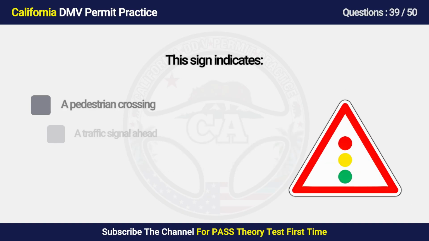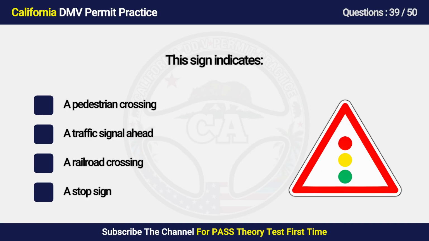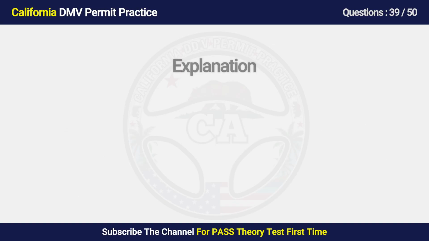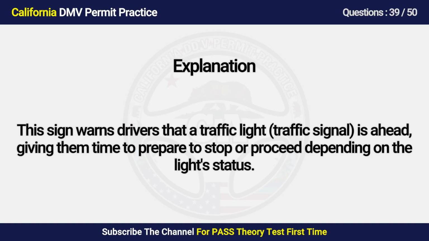Question 39. This sign indicates A. A pedestrian crossing. B. A traffic signal ahead. C. A railroad crossing. D. A stop sign. Answer is B. A traffic signal ahead. This sign warns drivers that a traffic signal is ahead, giving them time to prepare to stop or proceed depending on the light's status.